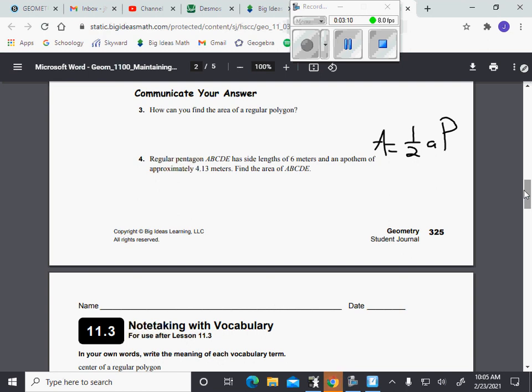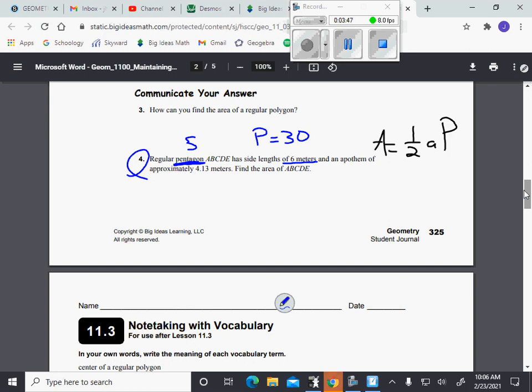Regular pentagon, how many sides does a pentagon have? A pentagon has 5 sides. Sorry, we're on number 4. That's where we're starting. We're not doing number 3. A regular pentagon has 5 sides, and each side length is 6 meters. What's the perimeter? We know the perimeter then, right? If there's 5 sides and each side is 6 meters, the perimeter is 30. 5 times 6, 30. The apothem is approximately 4.13.